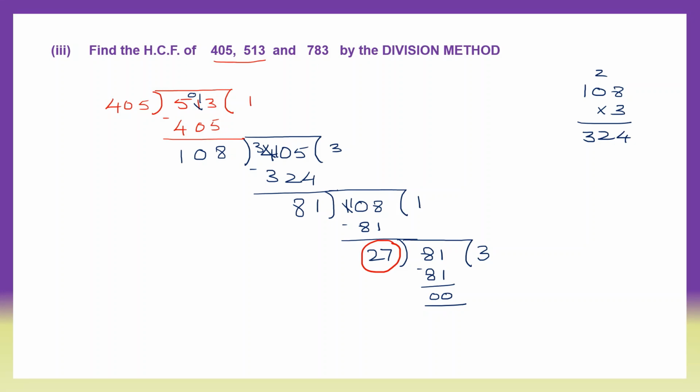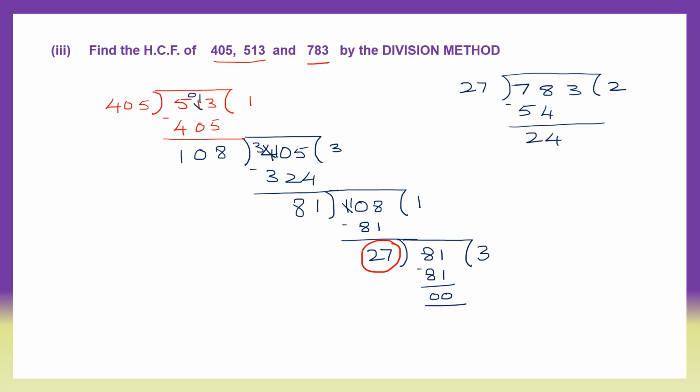This is the last divisor. Okay. This last divisor which gave us 0 is going to be used to divide 783. So let's divide 783 by 27. 27 ones are 27, 27 twos are 54. So we can use that. 27 twos are 54 minus. So 8 minus 4 is 4. And then we have 7 minus 5 is 2, 24. And then we bring down 3.